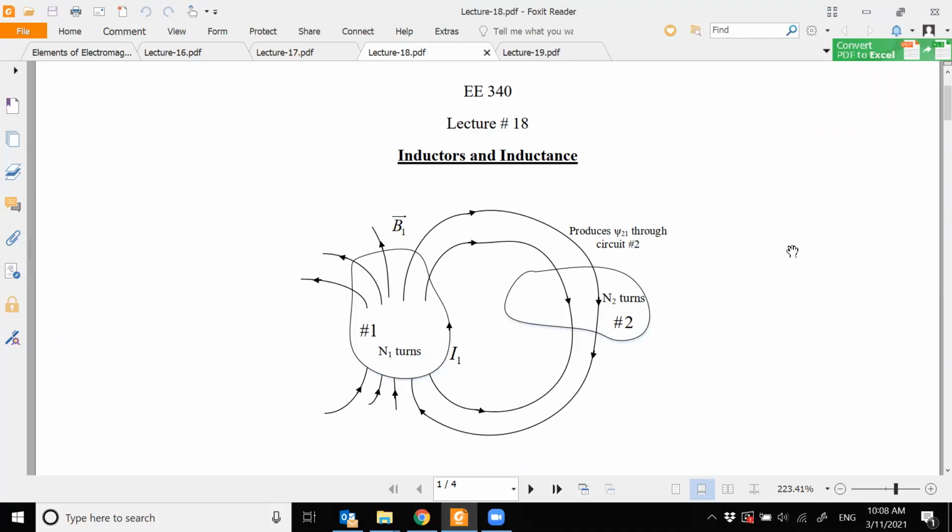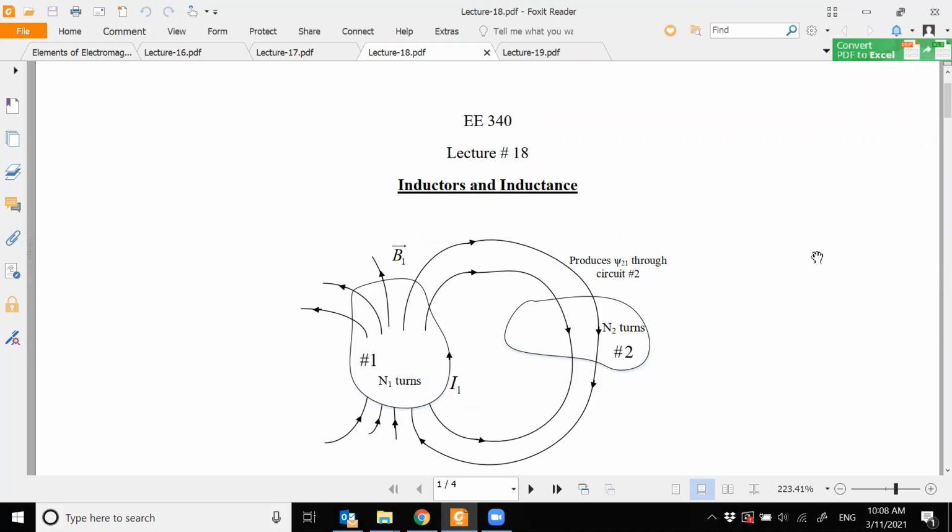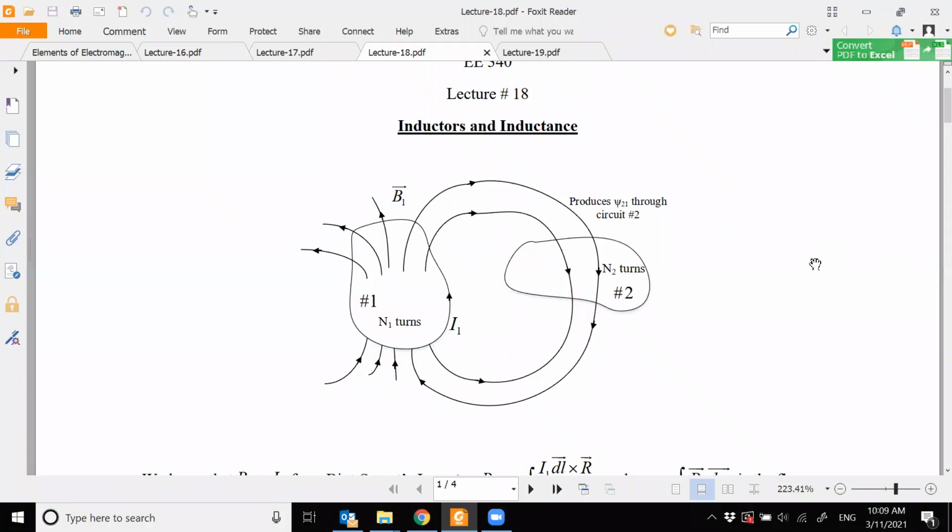Okay, so now let's start the inductors. So what does the inductors topic say? This we are going to cover today, and that is the objective of today's class.